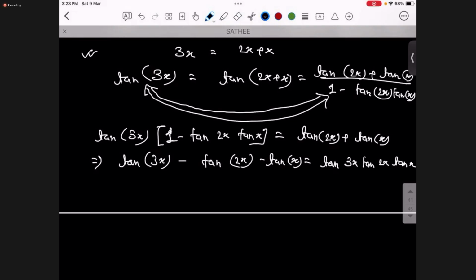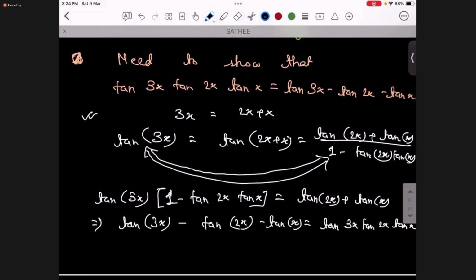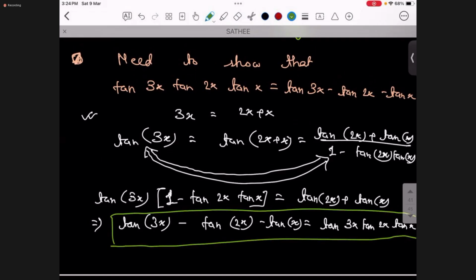Here I have just skipped one extra step. We have to multiply in the left section tan 3x into minus tan 3x tan 2x tan x, and then keep all those terms. We just have to change the side of the terms so that we can obtain the required answer. So it is nothing but use of the formula tan(x plus y). Just using that, we have obtained this result.